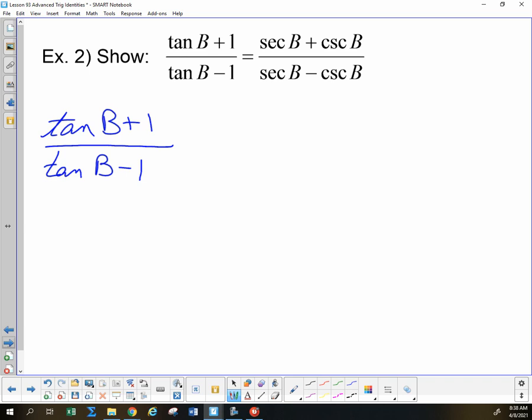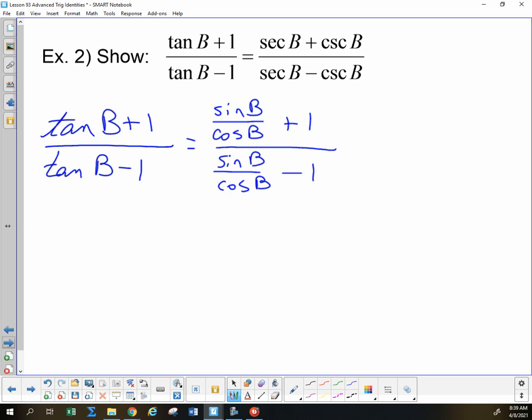You have an idea? You could multiply by tangent b minus 1 over tangent b minus 1. And I probably could, but that won't get me to both secant and cosecant. That'll probably just get me to secant. Well, let's try that. That's always been one of our basics. Let's try. If we write that as sine b over cosine b plus 1 and sine b over cosine b minus 1.